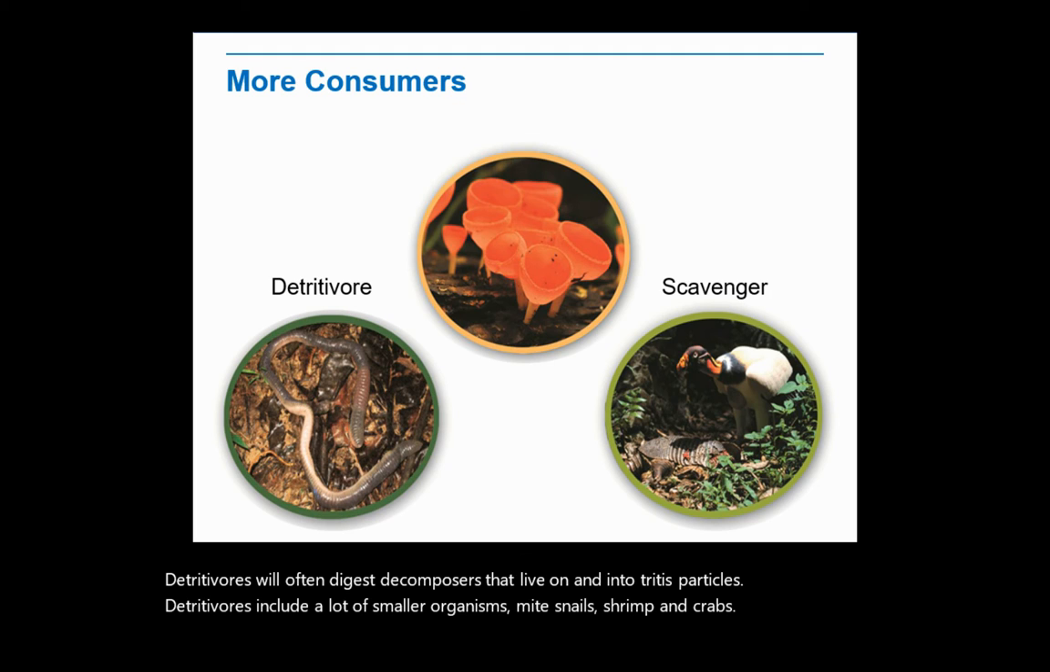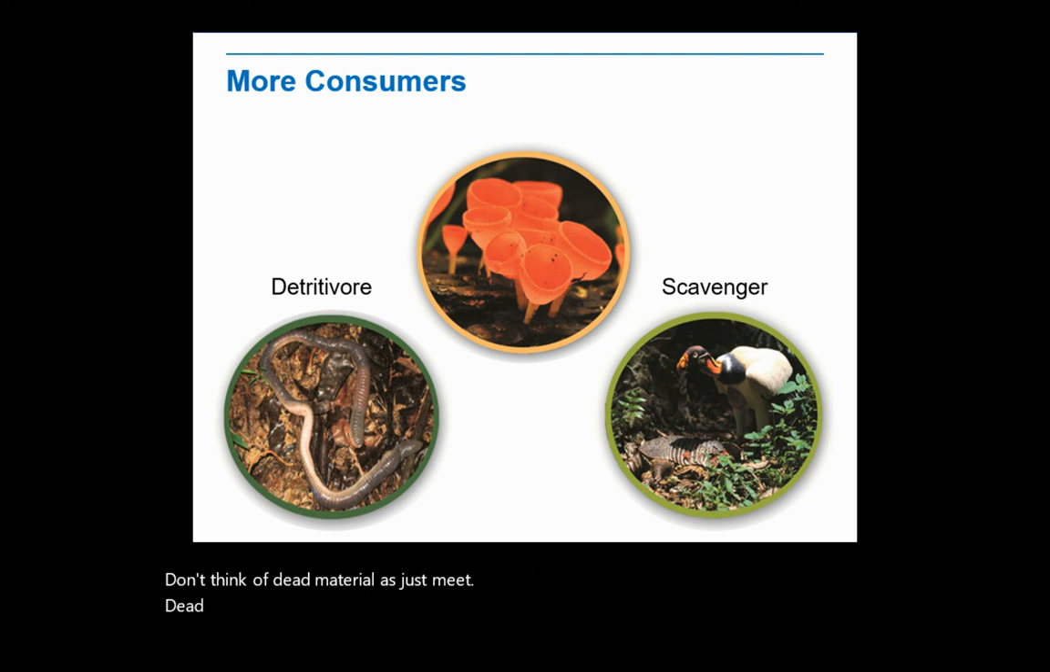Don't think of dead material as just meat. Dead material, in fact, can be leaves, like dead leaves on the forest floor, or dead plants, trees that fall down, and then they get consumed by detritivores.